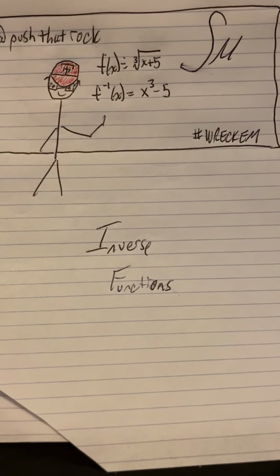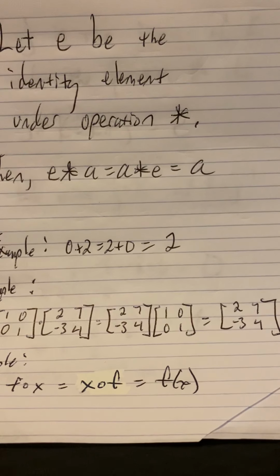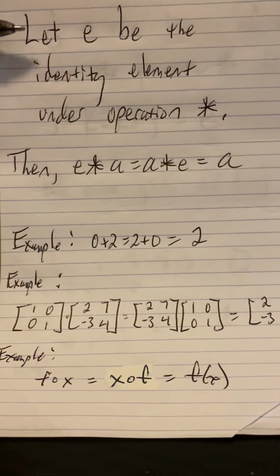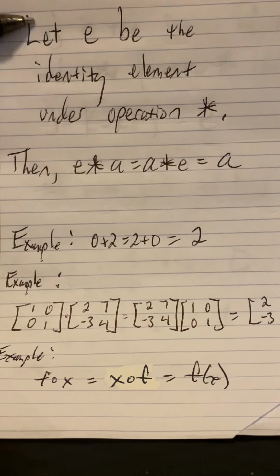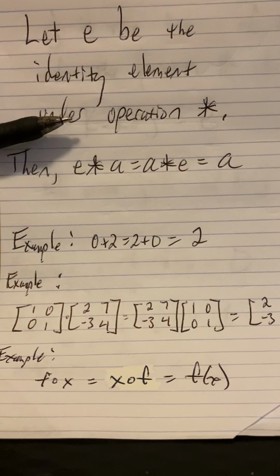Let's talk about inverse functions. To do that, we need to get a definition for the identity element. Let's see if we can see the screen a little better. Okay, let's say E, not the number E, I'll just use E here. Let E be the identity element under some operation.